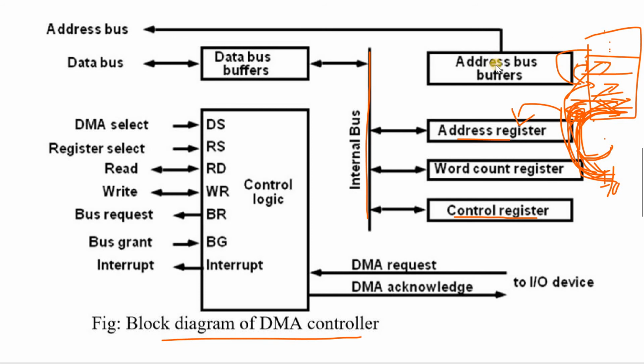That location address is held by the address bus buffer. This address bus buffer is sent through this bus, and this address is used for selection of the memory location. So this is the way we are going to use all these registers.